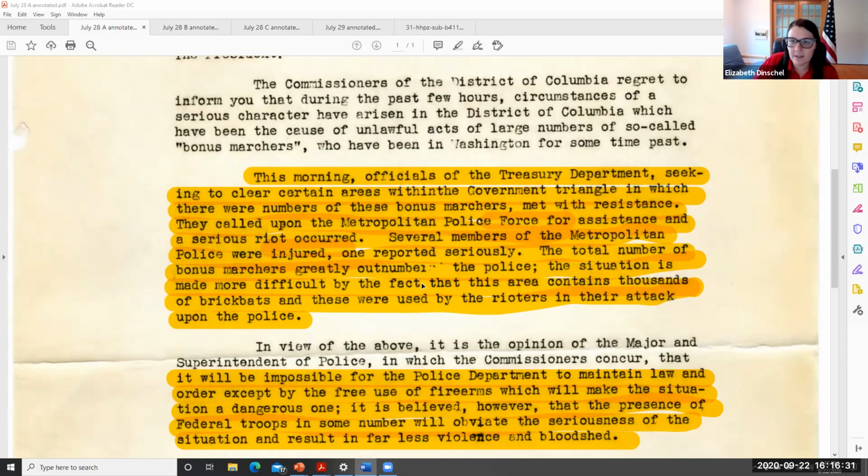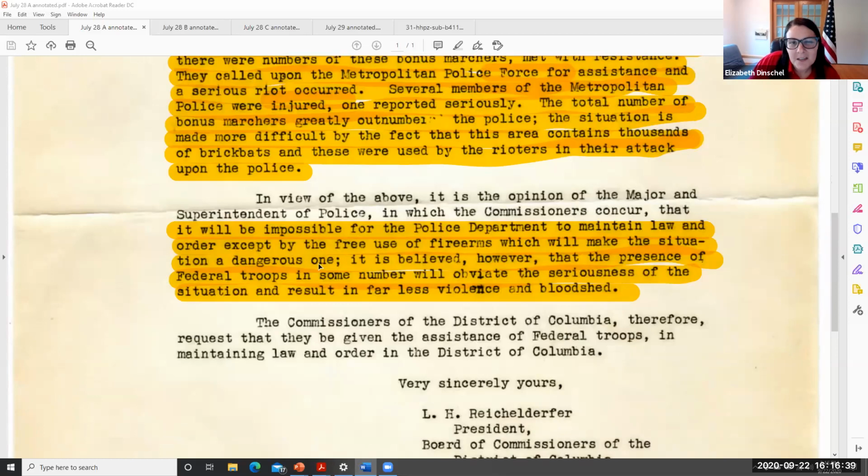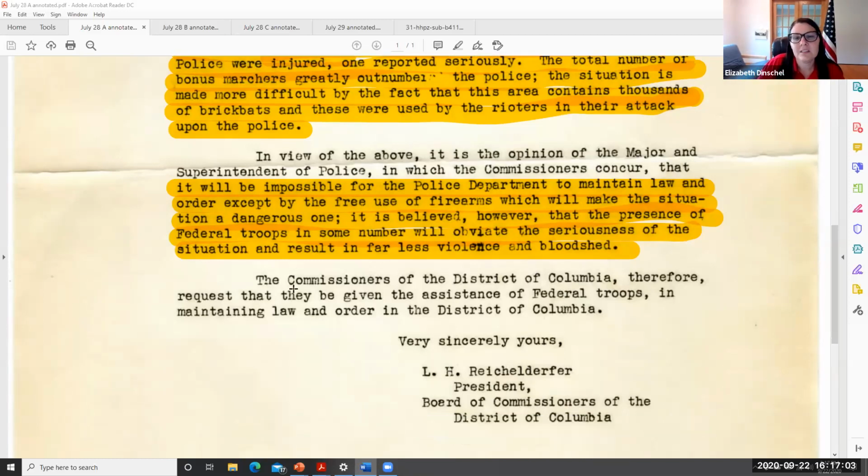And so we can see that here in this first paragraph that's highlighted. They're talking about being met with resistance and what the police faced. But the second paragraph is really interesting. They say, "It will be impossible for the police department to maintain law and order except by the free use of firearms, which will make the situation a dangerous one." They go on to say that it's believed that law and order can be put back if they call in the military, if they can use federal troops. So this is what's sent to Hoover initially.